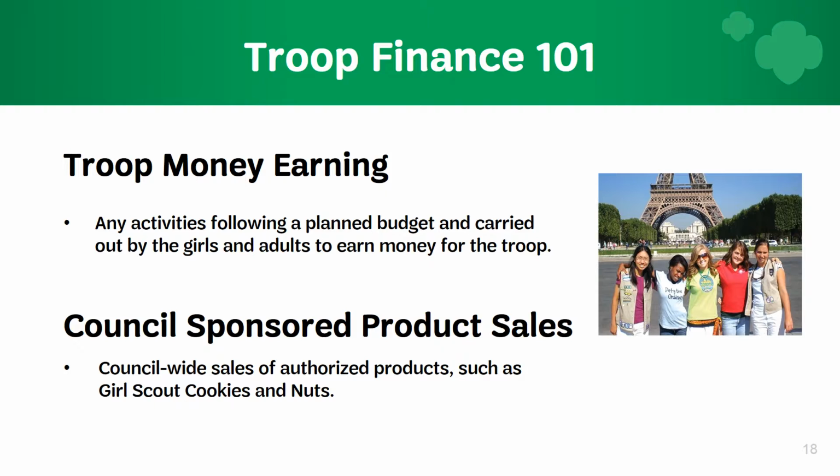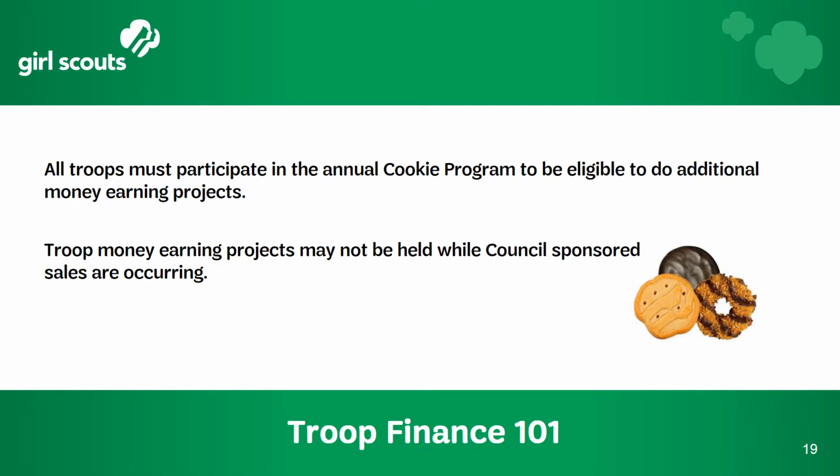Council-sponsored product sales are council-wide sales of authorized products, such as Girl Scout cookies and nuts. All troops must participate in the annual cookie program to be eligible to do additional money-earning projects. Troop money-earning projects may not be held while council-sponsored sales are occurring.